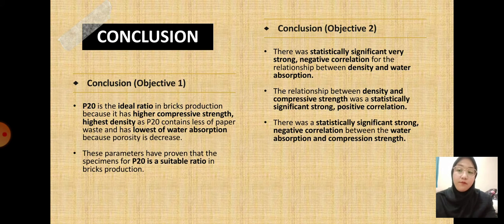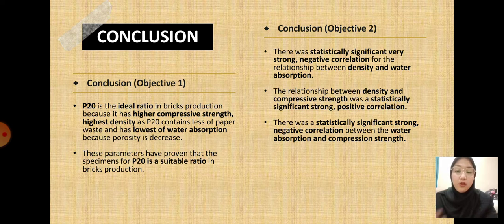So, the conclusion for objective 1: P20 is the ideal ratio in brick production because it has the higher compressive strength, the highest density as P20 contains less paper waste, and the lowest water absorption because porosity is decreased. So, these parameters have proven that the P20 specimen is suitable for the ratio in brick production.